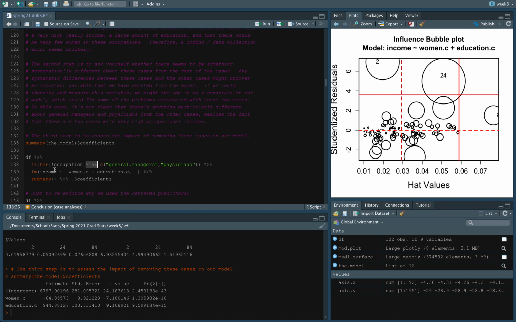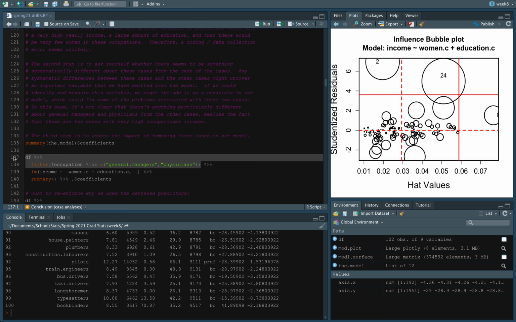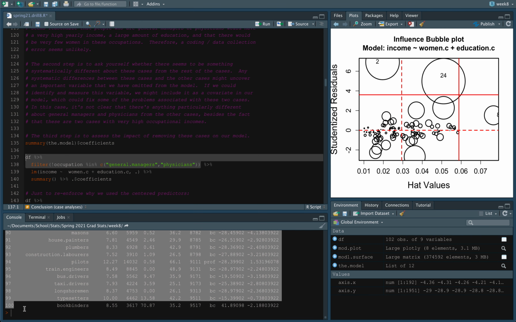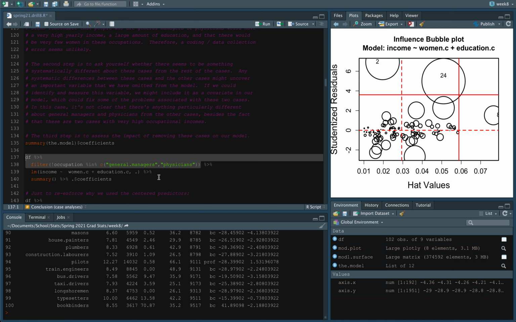That looks for something in a list of something else. By putting this negation, this exclamation point in the front, it's telling me to filter things that are not in this list of things. So all that's doing, in short, is filtering out. And so instead of 102 cases, it would only be 100 cases, because we're taking out the row of general managers and the row with physicians.